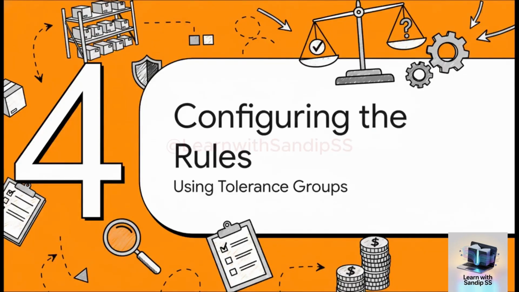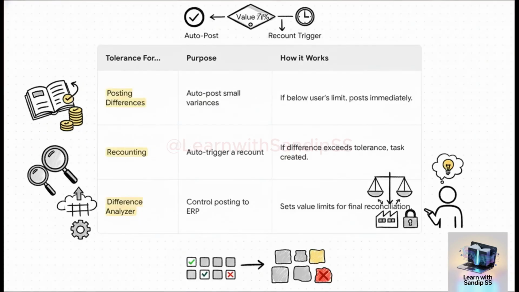Okay, so we have our tools, we have our methods, now we need to set the rules of the game. And this is where something called tolerance groups come in. And trust me, they're incredibly powerful for automating how you deal with any discrepancies you find. This table really breaks it down nicely. By setting these tolerances based on value or percentage, you're basically teaching the system how to make smart decisions on its own. Small, tiny differences, the system can just post them automatically.